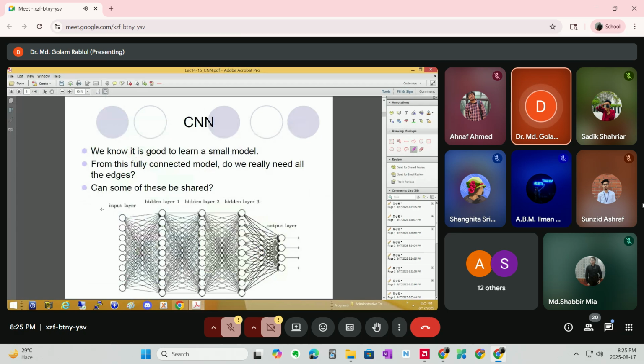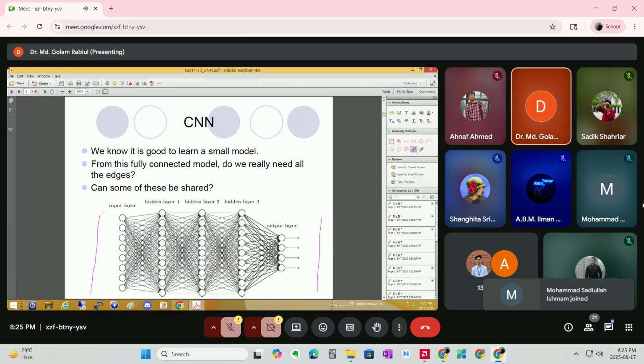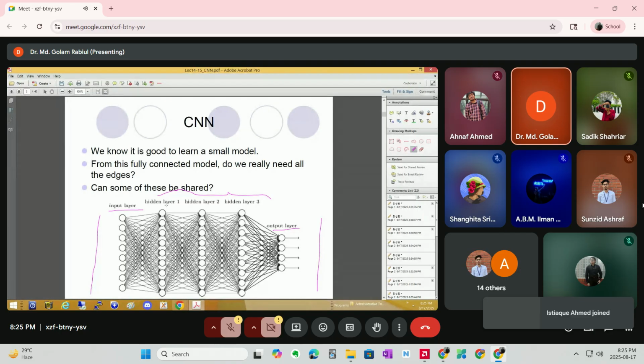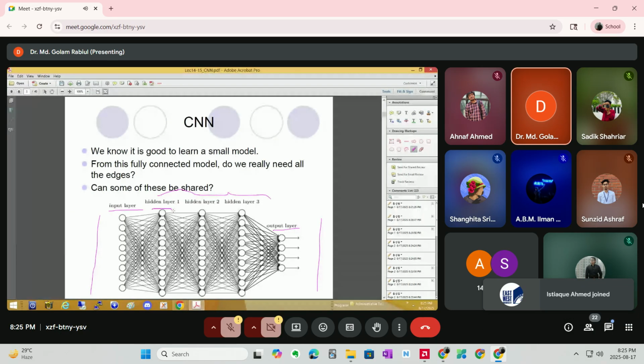If you remember our deep neural network architecture, this is one example. You can see this is our input layer neurons, and those are our output layer neurons, and we have three hidden layers. As I already mentioned in our last class, usually a shallow neural network consists of just one hidden layer. But if we add another, then theoretically that is our deep neural network architecture. Here in this architecture, we have three hidden layers.